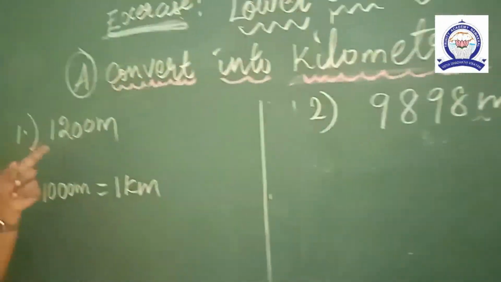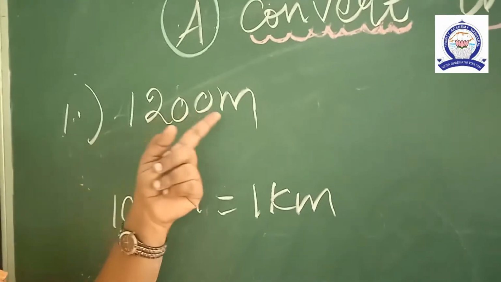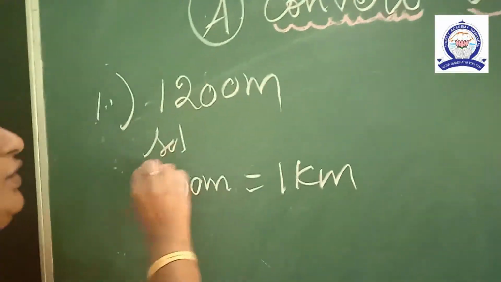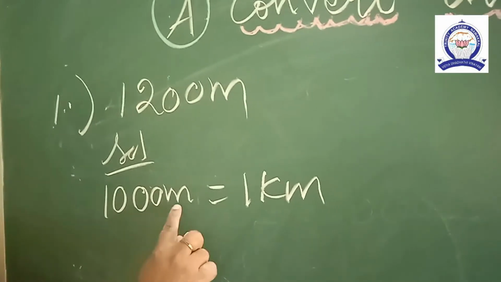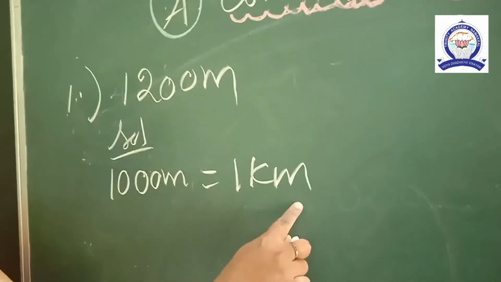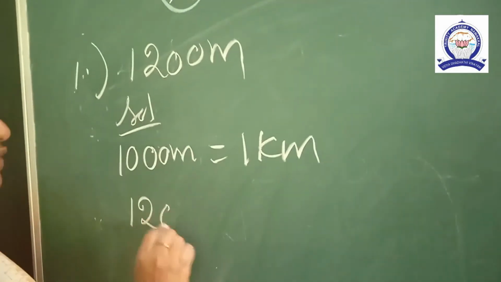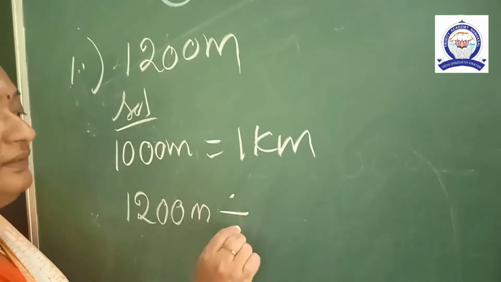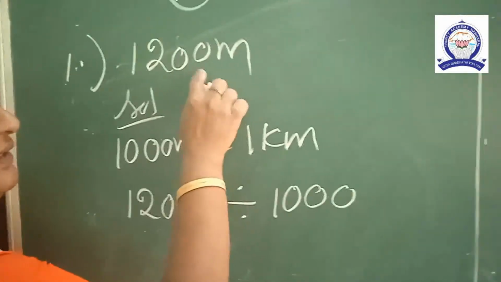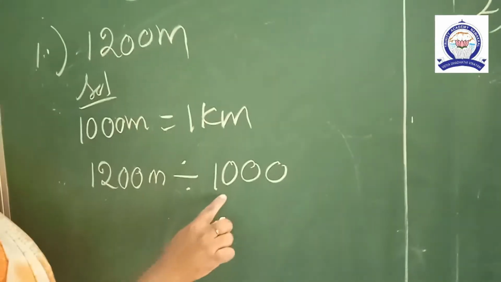See, listen, first question, 1200 meter. We have to convert this 1200 meter into kilometer and meter. So for this, listen solution, you all know the formula, 1000 meter is equal to 1 kilometer. Okay. So listen, we have to divide the given question, 1200 meter divided by 1000. So we have to divide the given units into 1000.